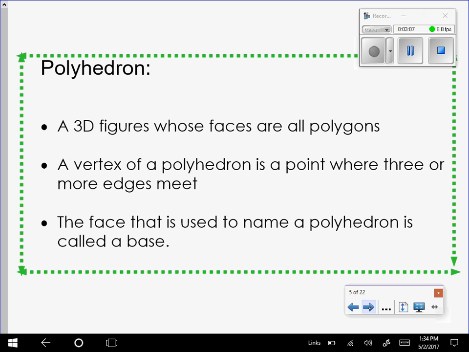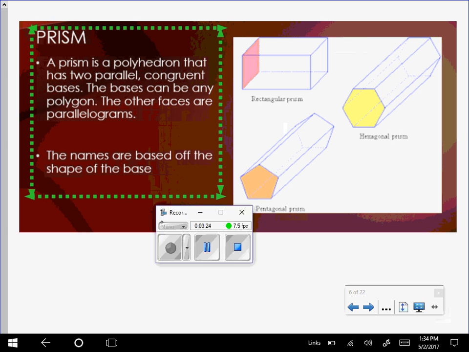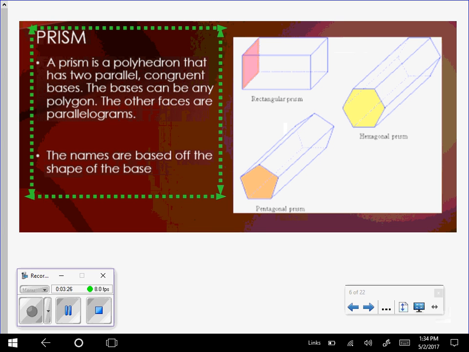Very important. So now we're going to talk about some types of 3D figures that we're going to be looking at. We're going to be looking at the volume of those. So here we go. So the first type that you'll see is a prism, and I have some pictures here. I'm going to move my recorder thing so that you can see it. I have some different types of prisms in here.